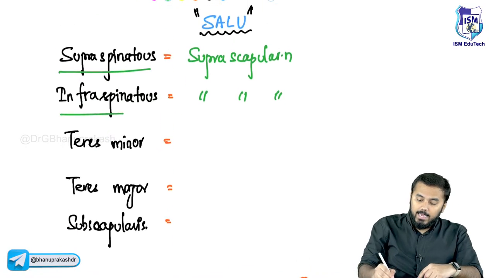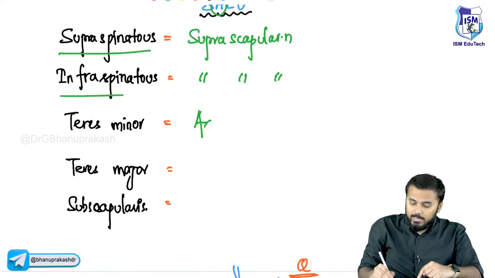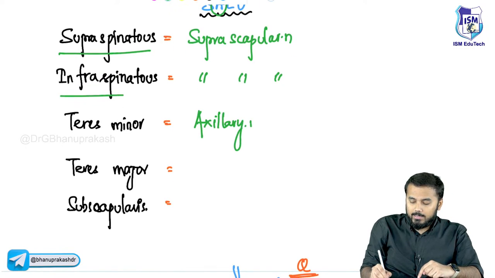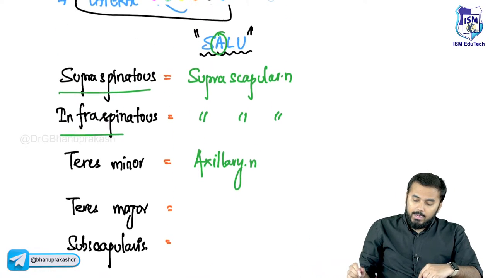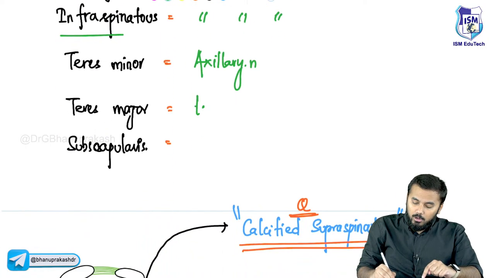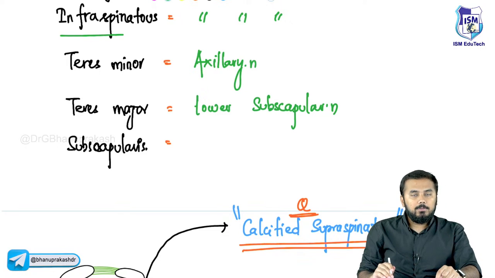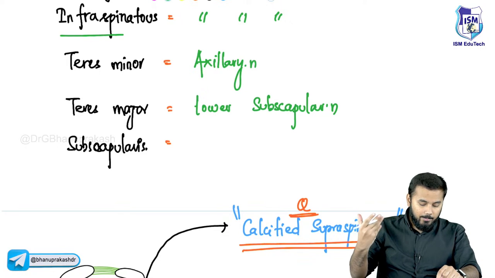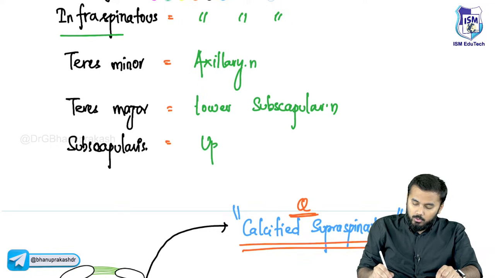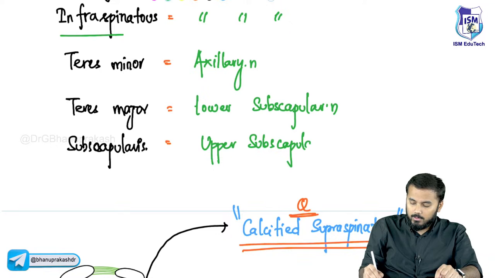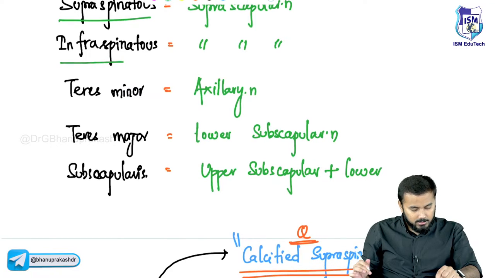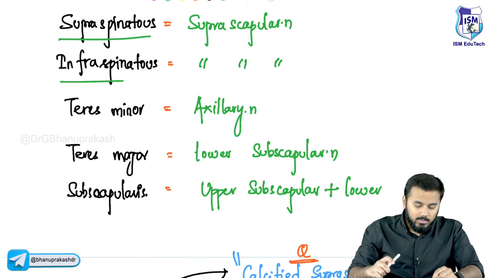Okay. Next A. A stands for what? Axillary nerve. A stands for axillary nerve. And next L. L stands for lower subscapular nerve. Lower subscapular nerve. When I tell lower subscapular nerve, opposite kya hoga? Upper subscapular nerve, right? So here we have got upper subscapular plus lower, dono. Both of them will insert here.